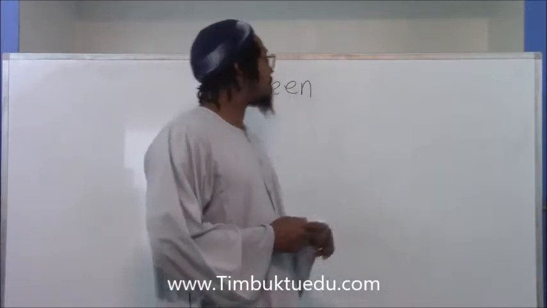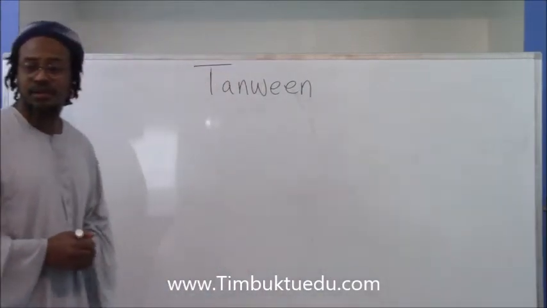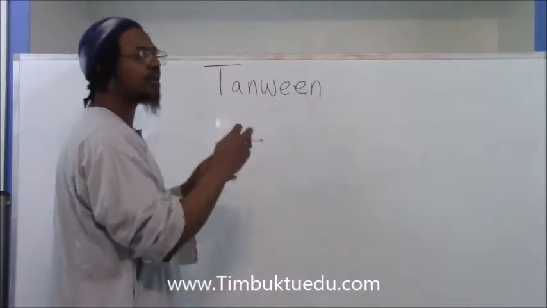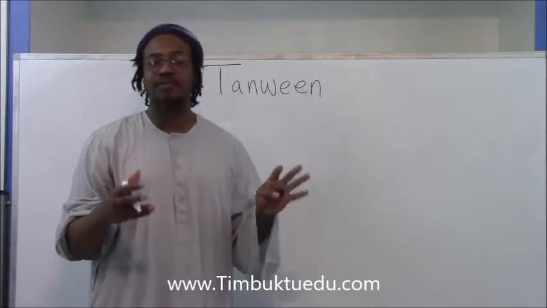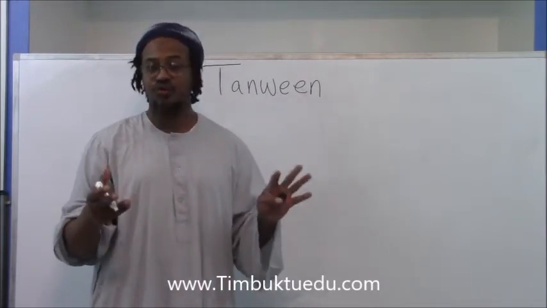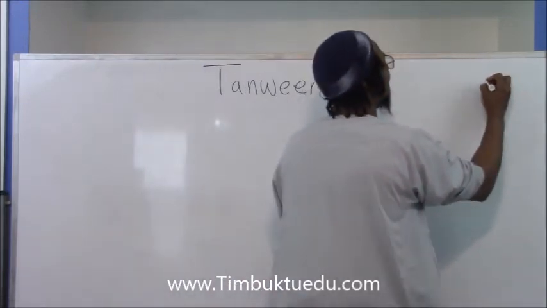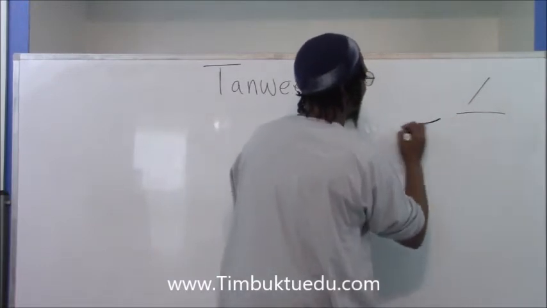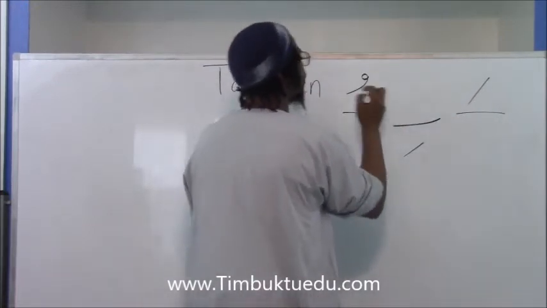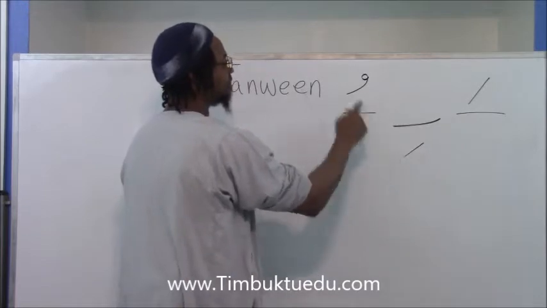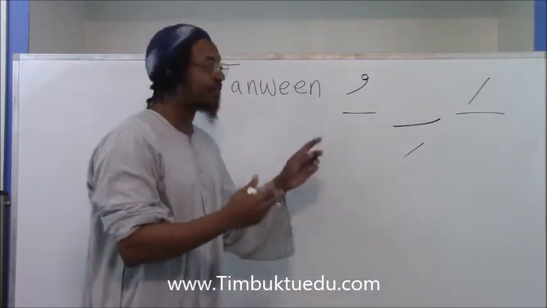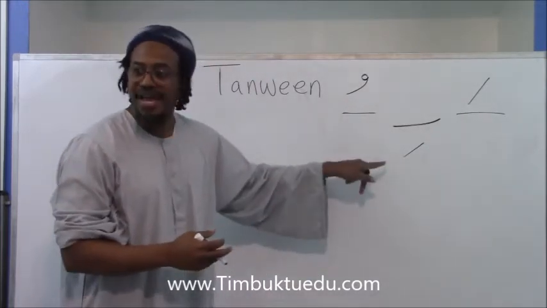Okay, today we're going to talk about tanween. Can you say that? Tanween. Now, tanween is a very important aspect of the Arabic language and learning how to recite. We've previously said A, E, U. Say that? A, E, U. So now we're going to learn something different. We're going to build on that, okay?